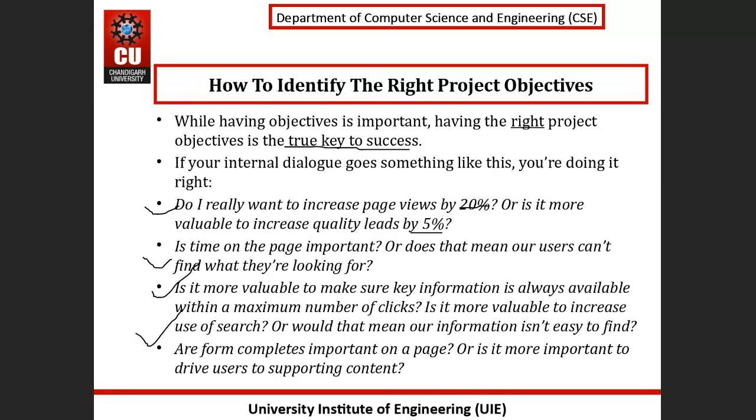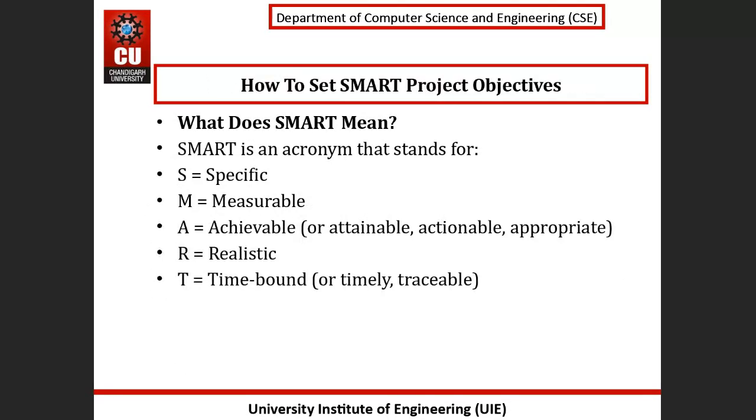Fine. So there are some criteria, some points that we keep in mind while we are setting our objectives before starting any development of any project or product. Right? So next we have how to set SMART project objectives, and SMART has a full form: specific, measurable, achievable, realistic, and time bound.